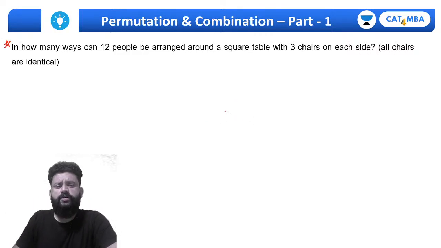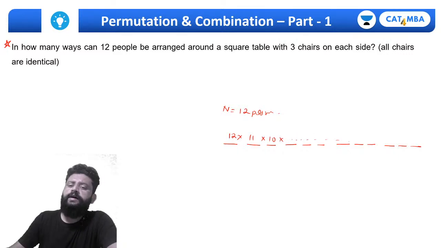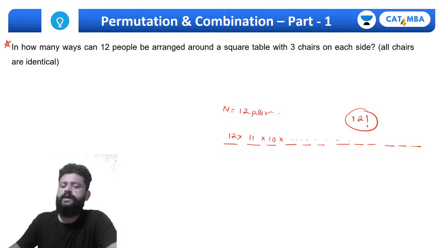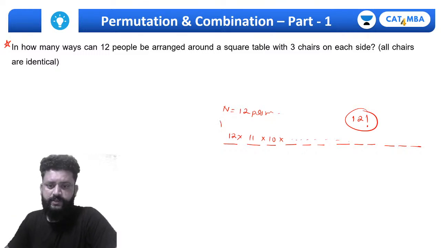So if I'm given number of persons as 12 persons, and I want to arrange them in line, in how many ways can I arrange? So first person will have 12 choices, then 11 choices, then 10 choices, and so on. Answer simply is 12 factorial ways. Okay, but this is the linear arrangement.